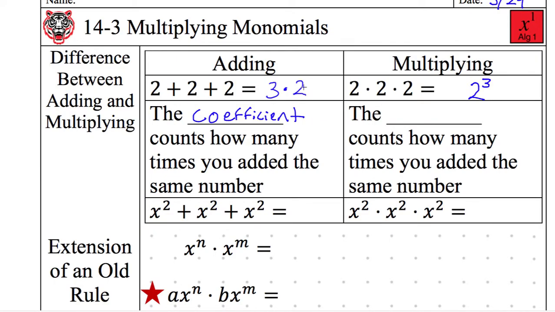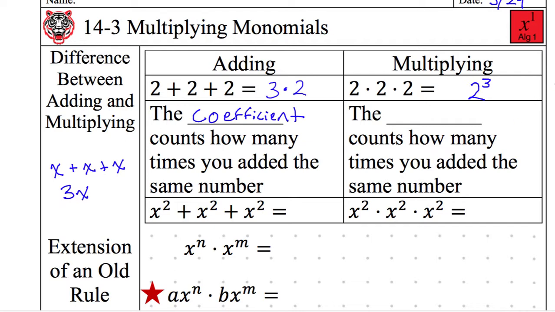So the coefficient will always count the number of times that you've added the same number. For example, if I did x plus x plus x, then this is 3x because there are 3 of these x. And I'm counting things. How many apples do I have? 1, 2, 3. I have 3 apples. X could represent the number of apples. So that coefficient counts the number of times I've added that same number. And x is a number, we just don't know that number yet.